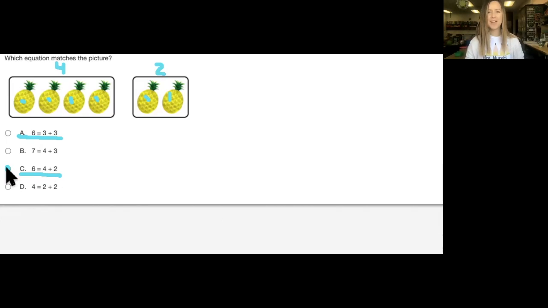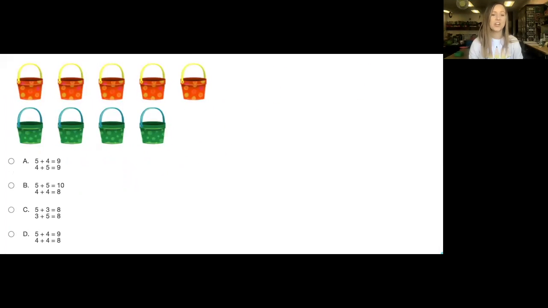It's time for the next practice question. Here is our next practice question. Which set of equations matches the picture? Let's take a look at those equations. Do they start with the whole or do they start with the parts? All of these equations start with something plus something. We need to figure out what the parts are. Let's see how many red buckets there are. Ready? 1, 2, 3, 4, 5. There are 5 red buckets.